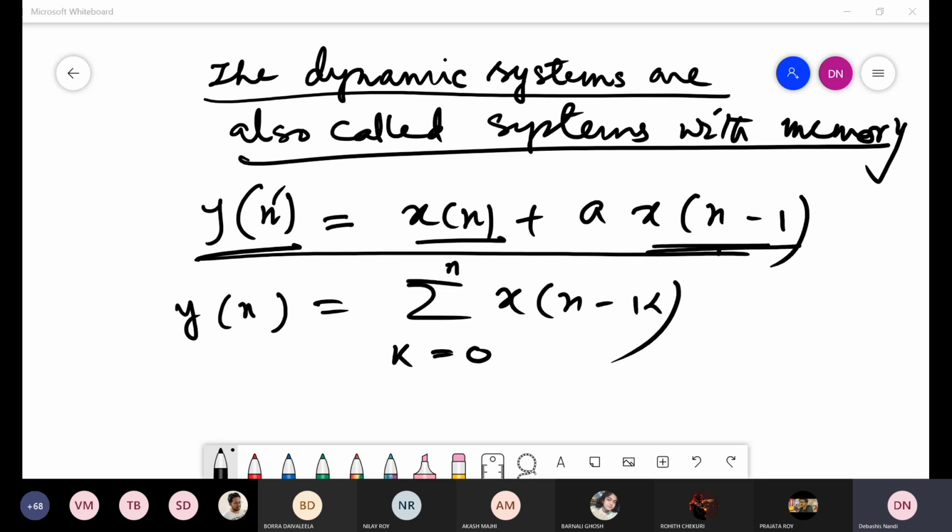Now next, what I want to say, based on the time variancy, the system can be categorized into two systems: time invariant system and time variant system. Okay.